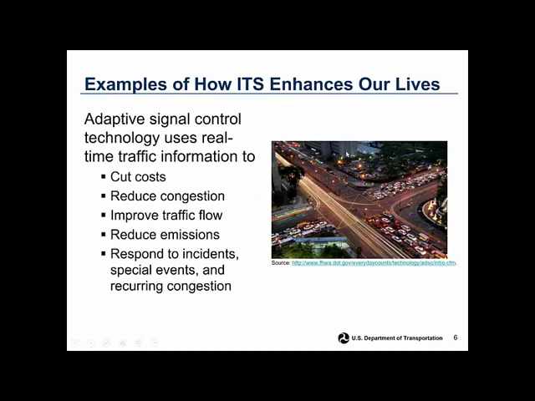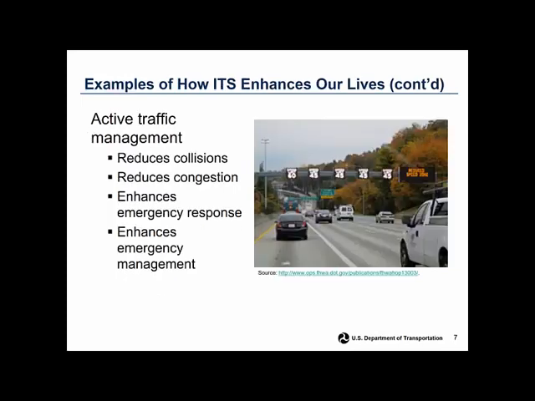So an example here, and you'll read about this more in the e-primer, is adaptive signal control. In other words, how do you detect traffic flow in real time in order to more efficiently manage signal control as a way to essentially cut costs? You're reducing lost time and burnt fuel that's not necessarily needed. You reduce congestion, improve traffic flow, reduce emissions, etc.